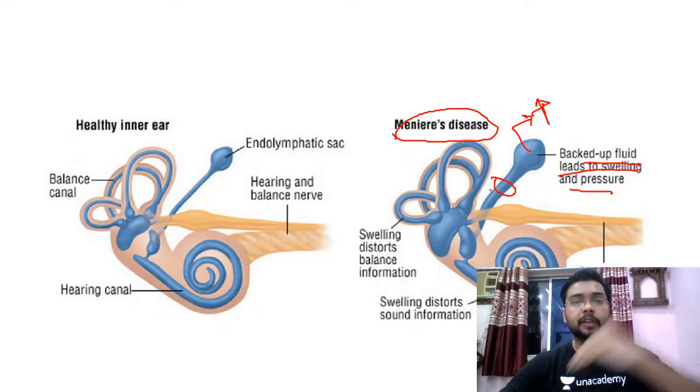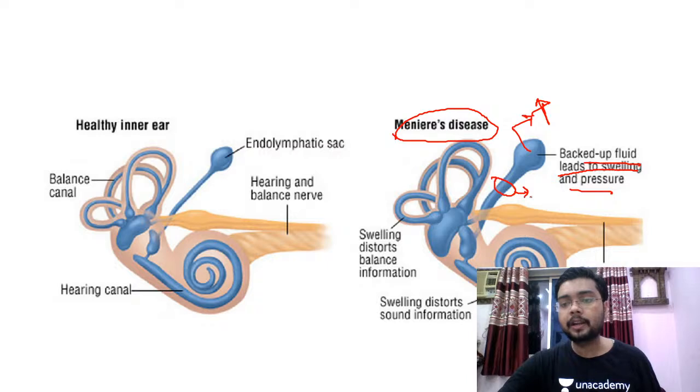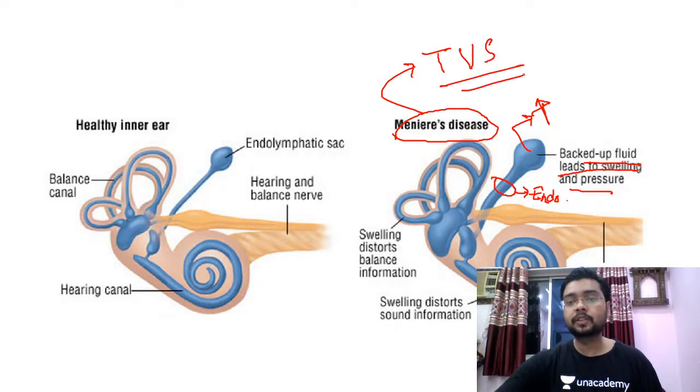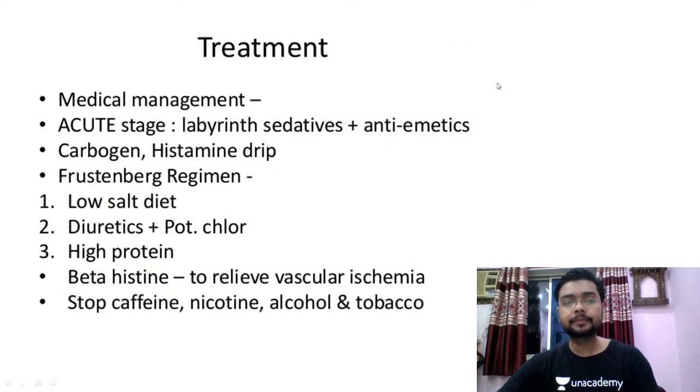Or if there is obstruction in the outflow, that is the endolymphatic duct, again the patient will feel the symptoms of Meniere's disease. And we all know that the symptom is TVS. So TVS is Scooty or TVS Activa: tinnitus, vertigo, and the sensorineural hearing loss.